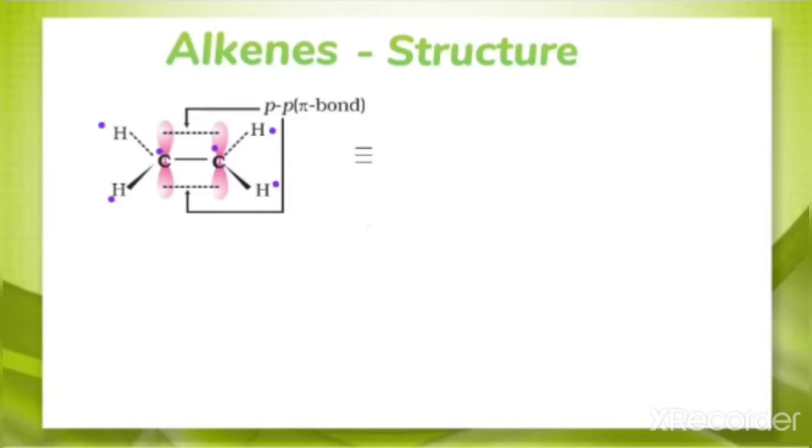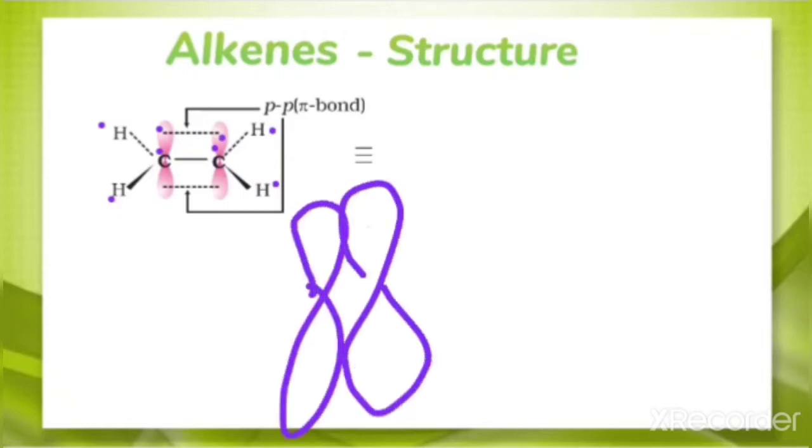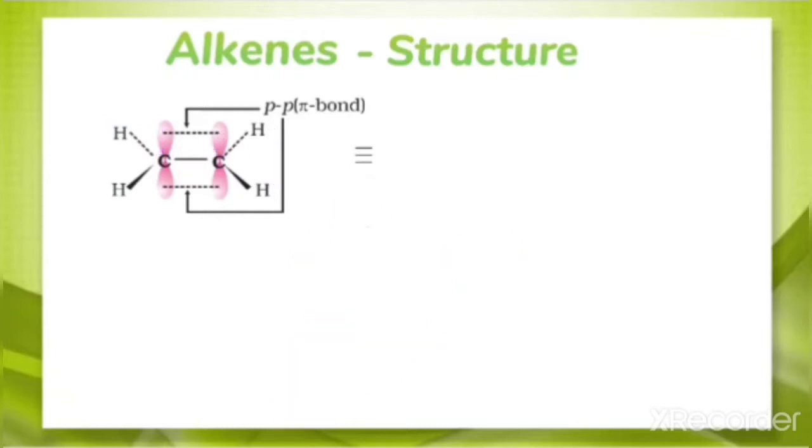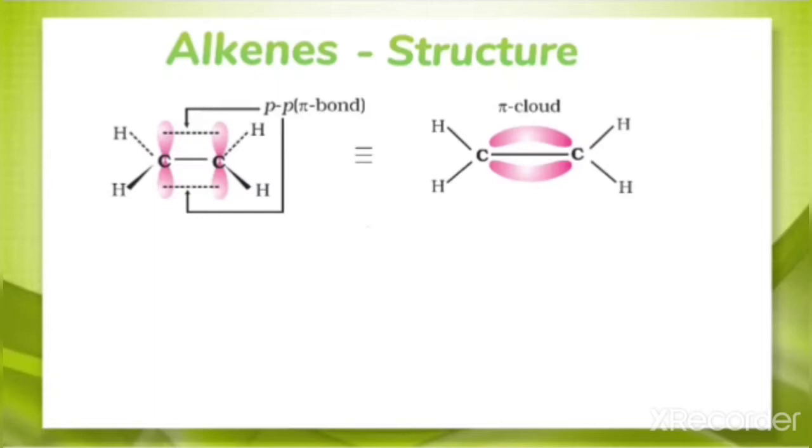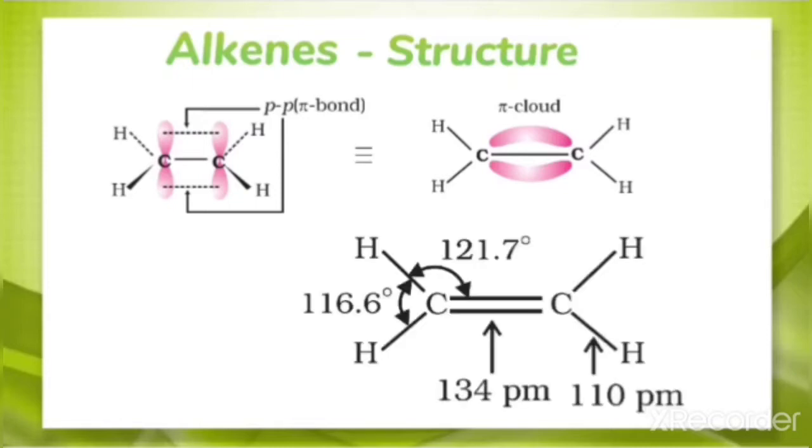One of the unhybridized orbitals of the carbon undergoes sidewise overlapping. We have learned about sidewise overlapping. That overlapping results in the formation of a pi bond. So we can see very easily the pi bond, the pi cloud, which is formed here between the 2 carbons. That is why we can say that the ethene molecule has 2 carbons which are bonded by one bond that is the sigma, and the other one is a pi bond.